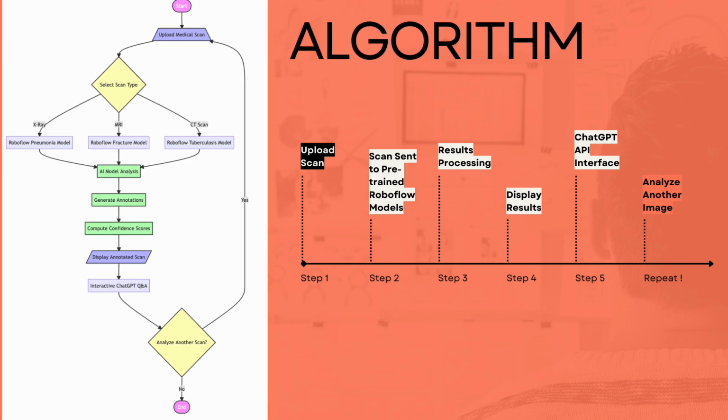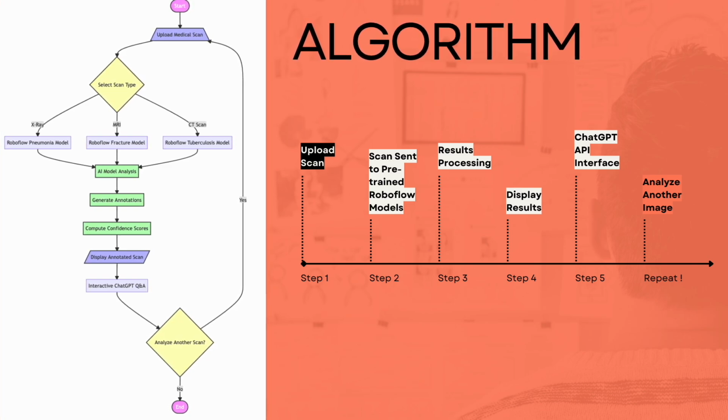Here's a quick breakdown of how it works. You just upload a scan through the app and it is sent to Roboflow's pre-trained AI models, which analyze the image and detect conditions like pneumonia, tuberculosis, or fractures. The results are processed and displayed in an intuitive interface that we have built using HTML. You will see the confidence scores and annotations that visually highlight the problem areas. From there, you can just use the AI-powered Q&A interface and ask questions about the diagnosis, or even upload another scan to repeat the process.